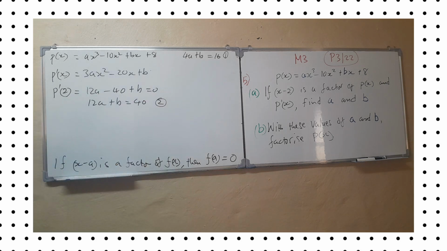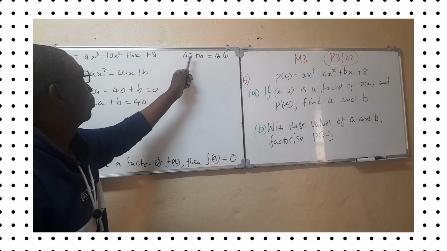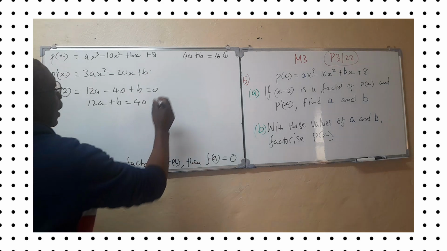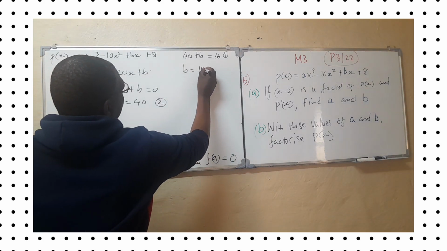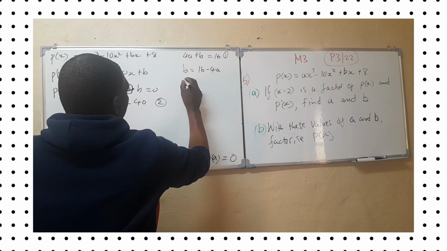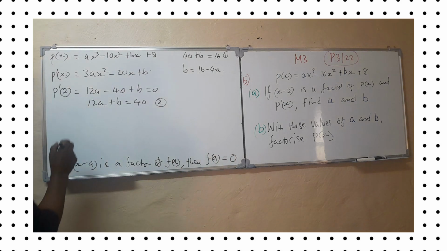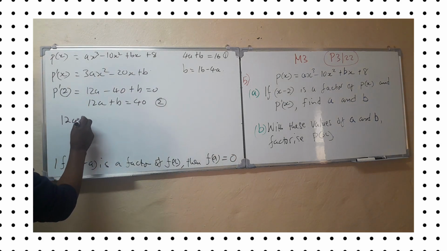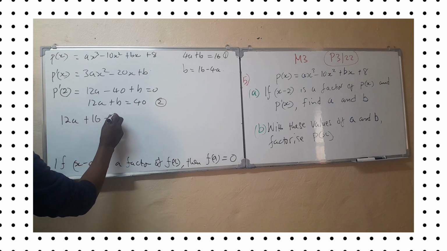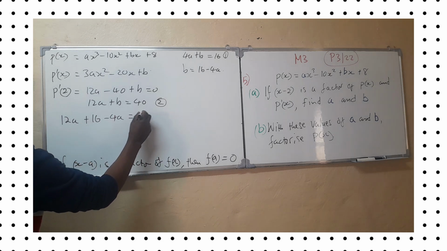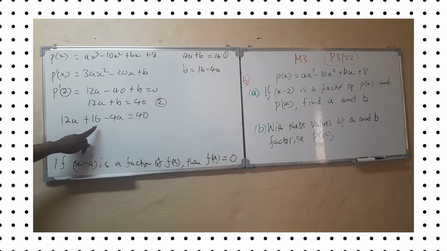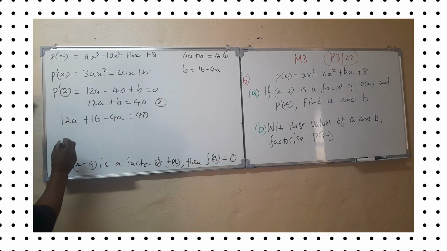Right. So we want to solve these two simultaneous equations. From equation number 1, we know that b is equal to 16 minus 4a. So we can come over here and substitute for b and say this is 12a plus 16 minus 4a is equal to 40. Okay, so what happens here? 12 minus 4 is 8. Maybe I'm going too fast there.